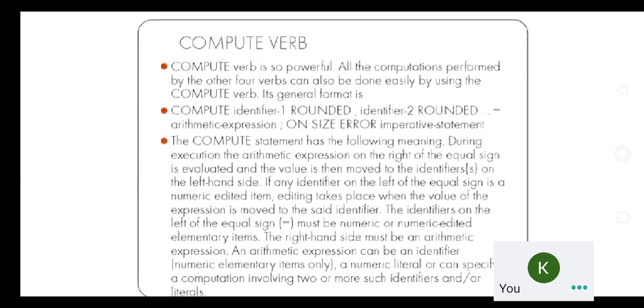Roll number 4 present. Okay, I have marked roll number 4 as present.